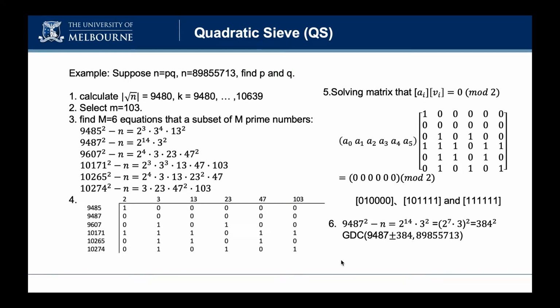Here is an example. We find 6 equations that only include those 6 prime numbers. By solving the matrix, we could find a linear solution and finally calculate p and q. If it fails, we will choose another m and do the previous steps again until finding p and q.